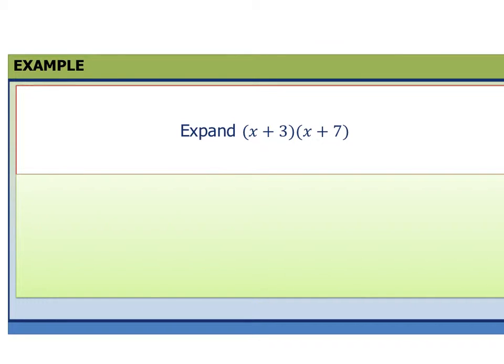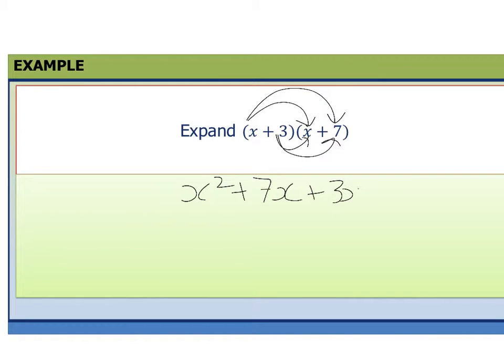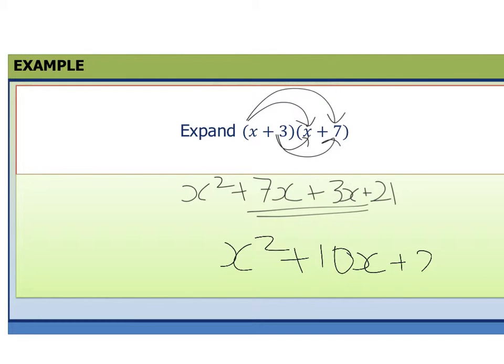Okay, so expanding double brackets, I know we've done in lesson recently, so this shouldn't be too much of a problem, but remember that everything in the first bracket multiplies with everything in the second bracket. So I've got the x times the x, then the x times the 7, so that gives me x squared plus 7x, then I've got the plus 3 times x, and the plus 3 times 7, so that's plus 3x plus 21, and then we know that the middle terms can collect together, so I get x squared plus 10x plus 21.